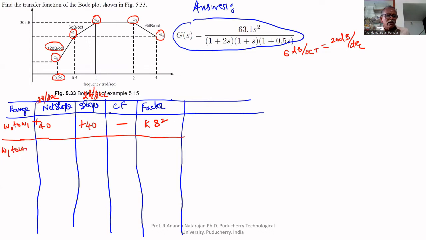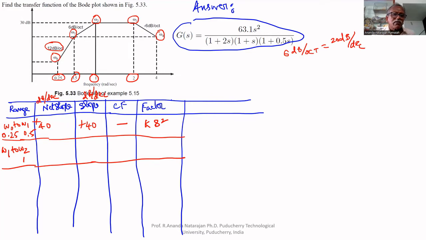Then omega 1 to omega 2. Omega naught is given as 0.25, and omega 1 is given as 0.5. Omega 2 is given as 1. Omega 3 is given as 2. So what is the slope?